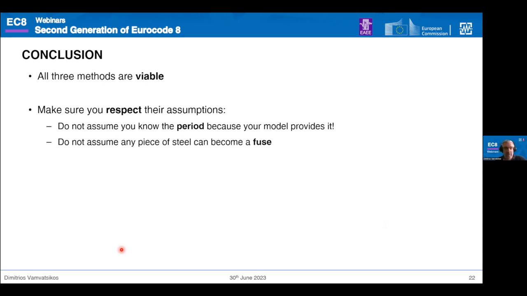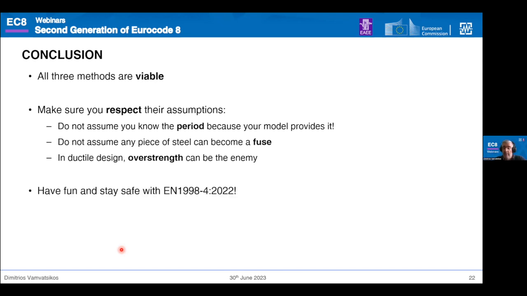Also, if you want to use method 3, please do not assume that any piece of steel can become a fuse. Make sure you use something that is certified or you're guaranteed to develop what you want. And be careful, because if you do ductile design, you should not think overstrength, you should think ductility, because overstrength can be the enemy when you're discussing the fuse, of course. The other elements, feel free to overdesign as much as you want. And with that, please have some fun and stay safe with Eurocode 8 for the 2022 version.